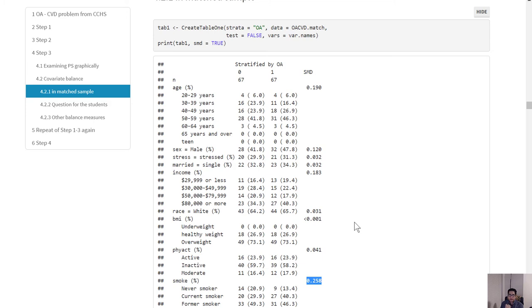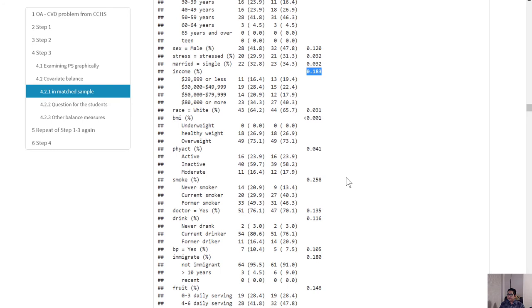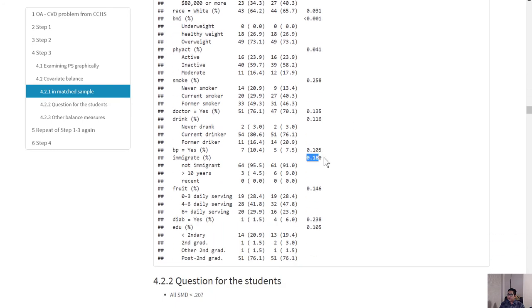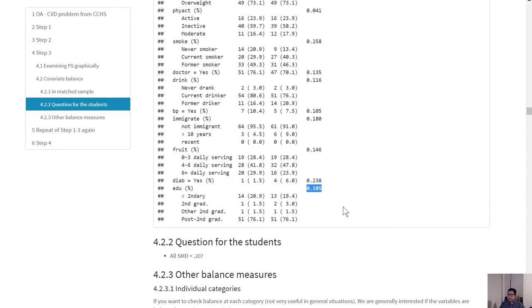So even if you are considering SMD in a relaxed way, the highest SMD could be 0.2. In the literature you will see that is considered the most liberal SMD cut point. Some people also use 0.1 as the SMD cut point. Even then there are some more variables that would not make that cut point, right? So these all would not make the cut point of 0.1. This is 0.2, even 0.1.